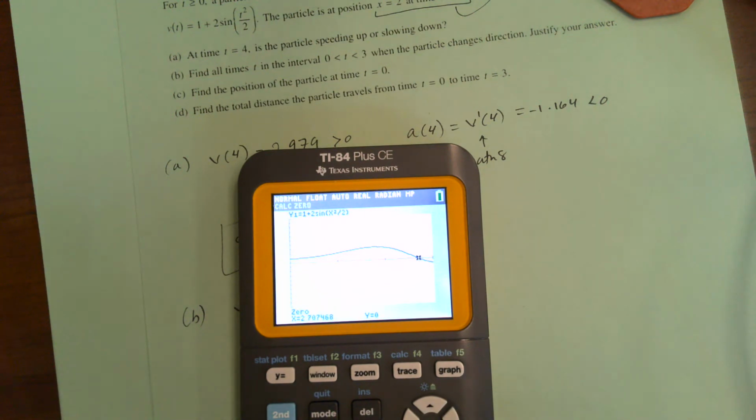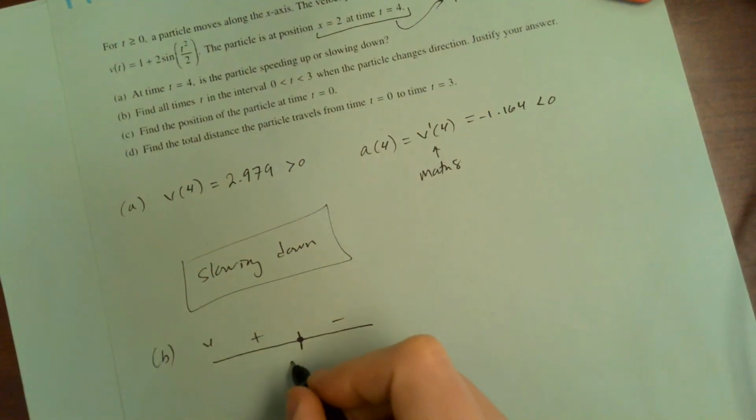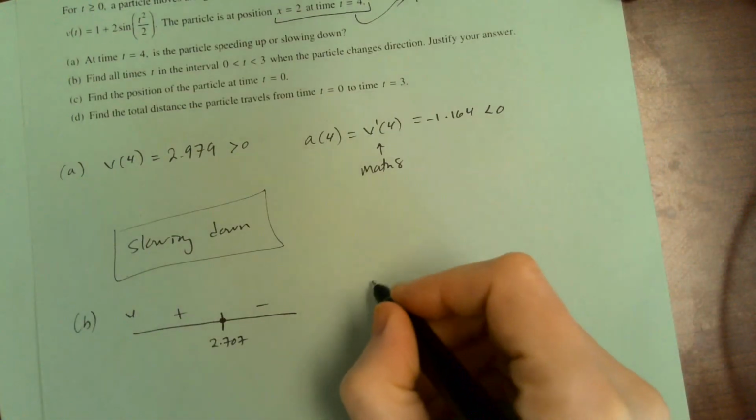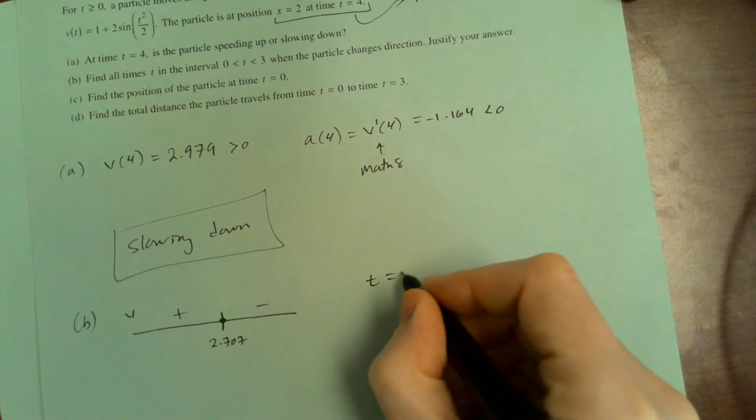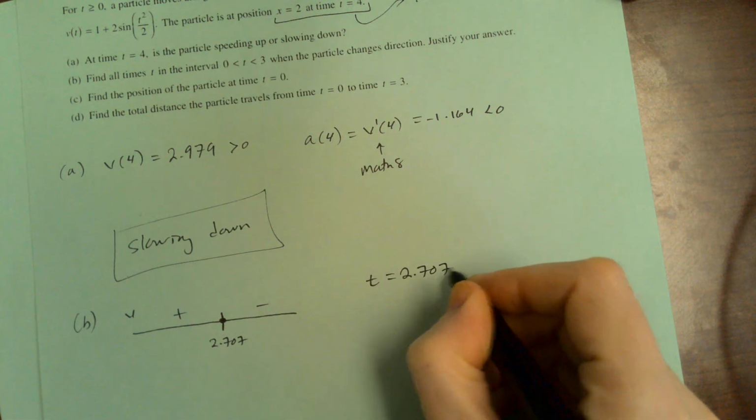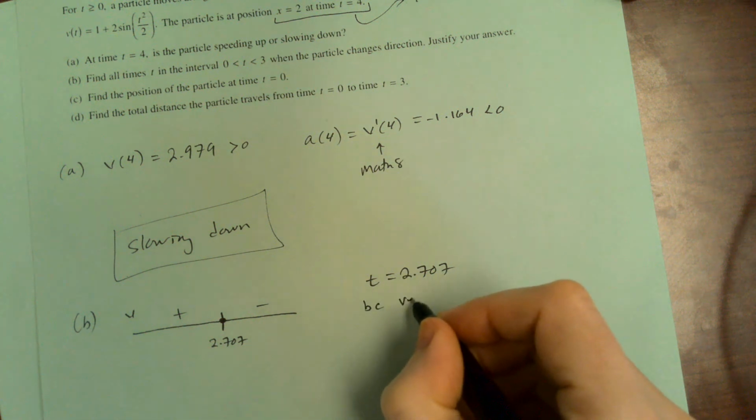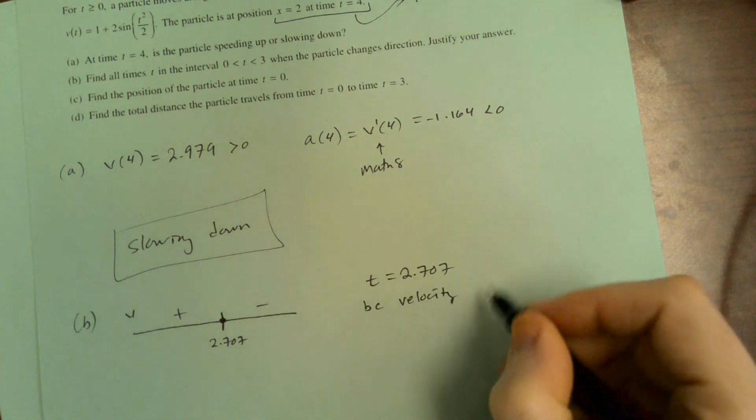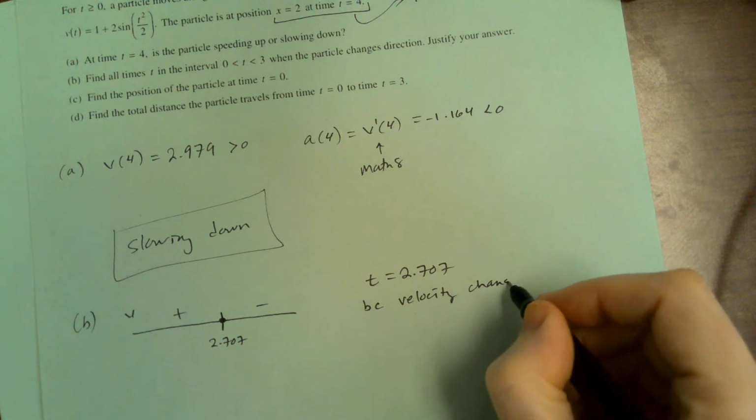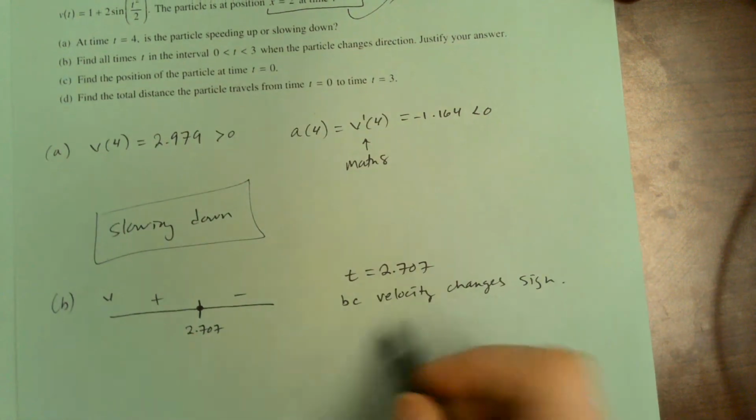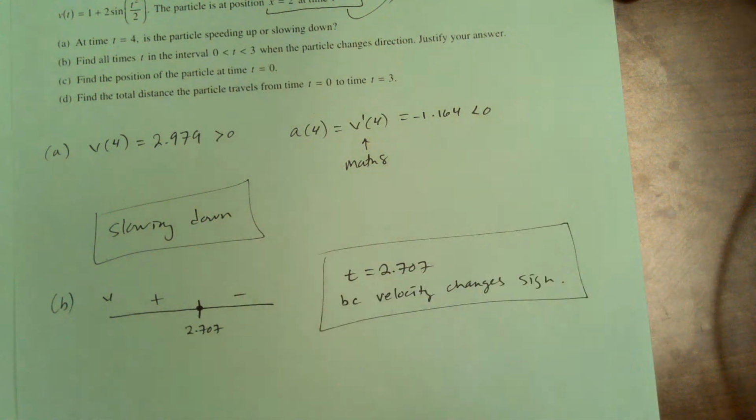2.707. All right, so now I'll say to my reader, t equals 2.707 because velocity changes sign. You could do that.